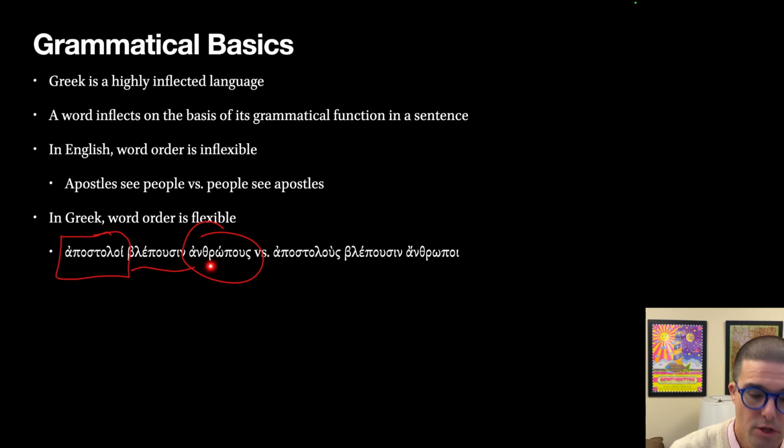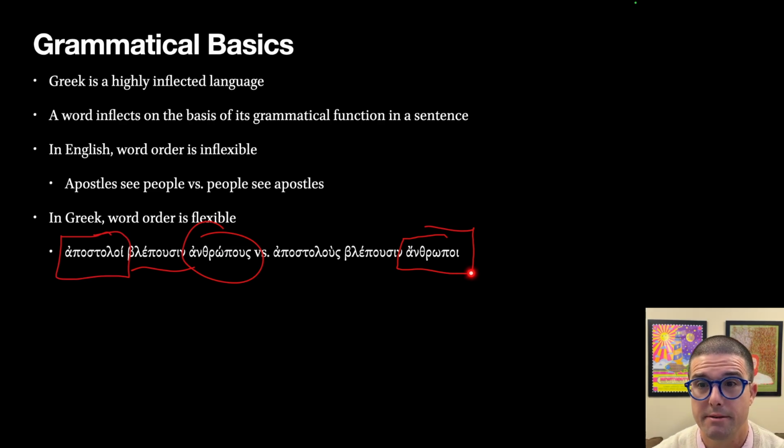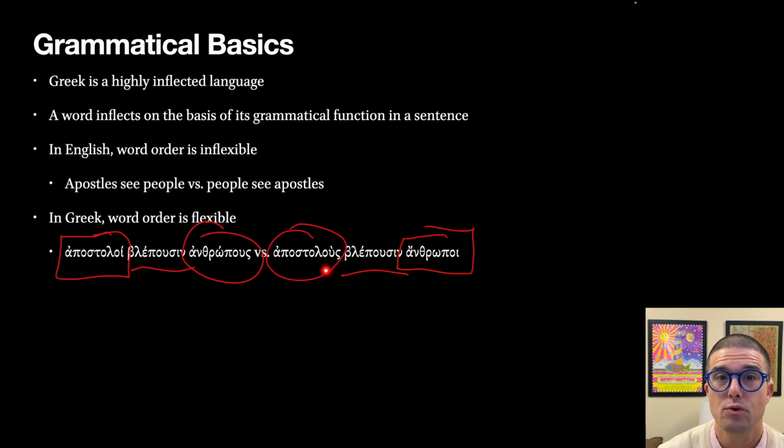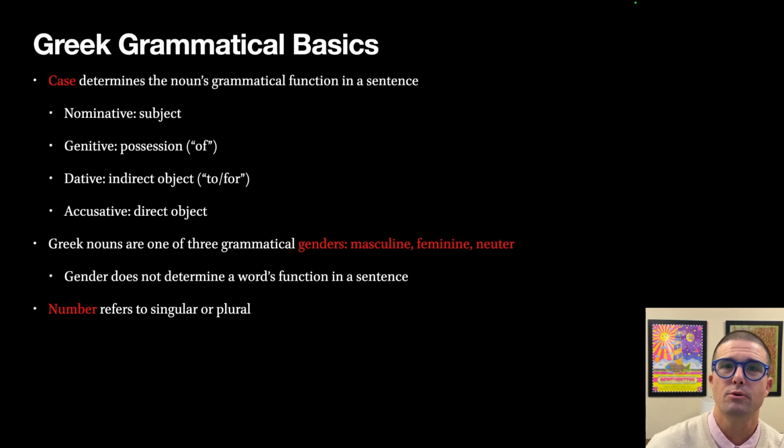Apostles see humans. If we retain the same word order, but change the endings of our two words here, anthropoi can be the subject of the sentence in the nominative masculine plural. So humans see, still the same exact verb here, but apostles become the accusative object by having that -ous ending there. So once again, in Greek, word order is flexible and meaning is made based on the way that words inflect, because Greek is a highly inflected language. Nailed it.